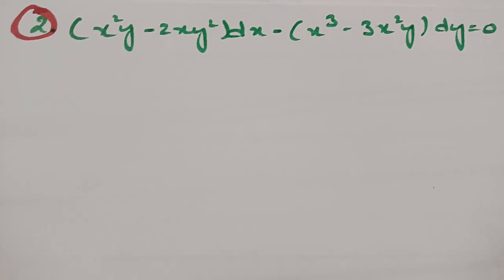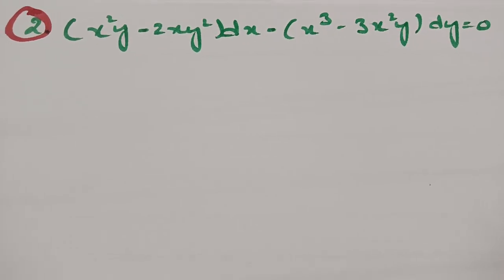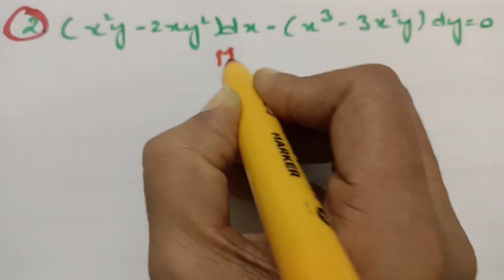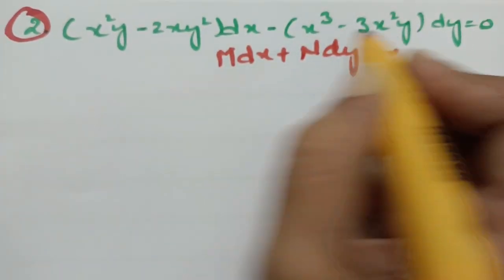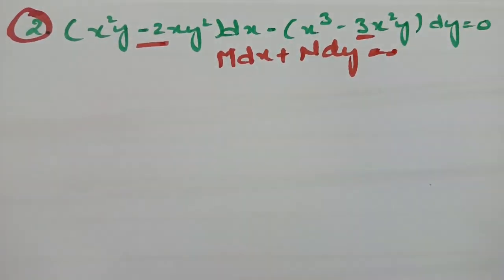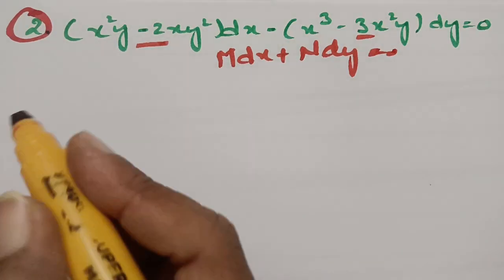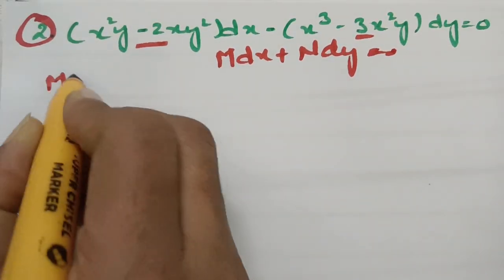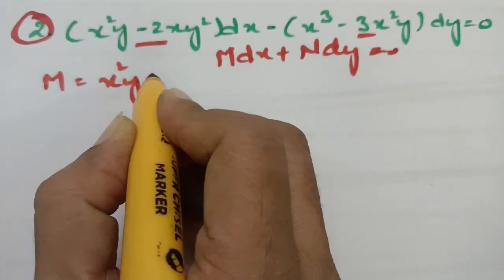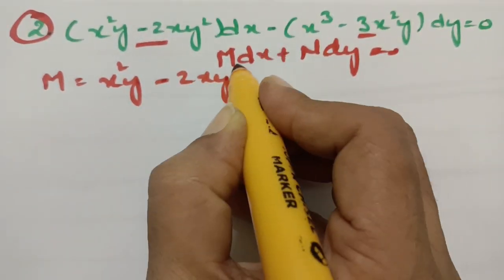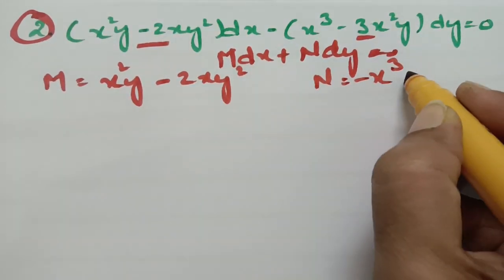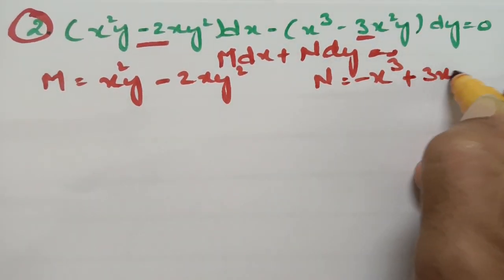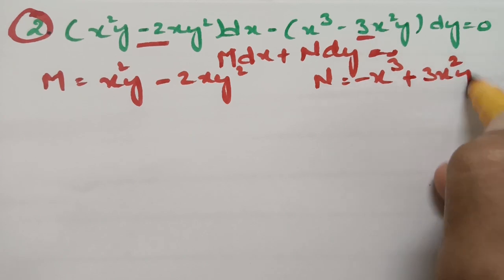Here also this is of the form M dx plus N dy. If you observe, what is M and what is N? We have to consider this as M dx plus N dy is equal to 0. This value is M and this value is N. So M is nothing but x square y minus 2xy square, and N is minus x cube plus 3x square y.